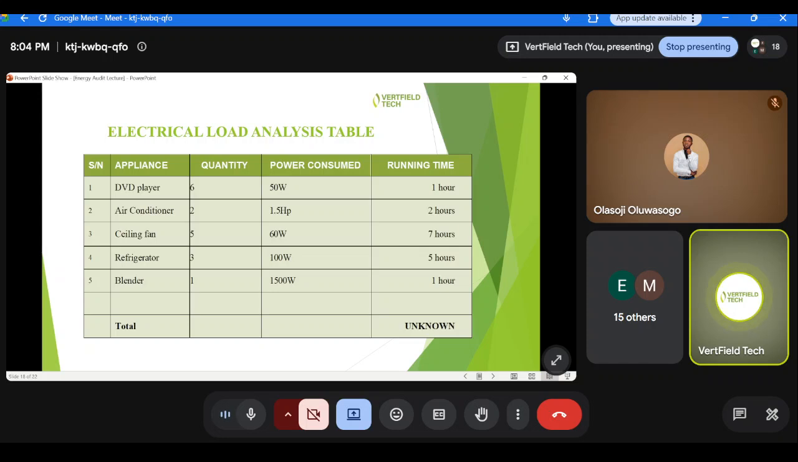It is done in such a way that you get the energy consumed by each of these appliances. That is to say, you get the energy consumed by the DVD player, the air conditioner, the ceiling fan, the refrigerator, the blender, and then you sum everything up. That is to say, you add everything up to give you the total energy consumption.